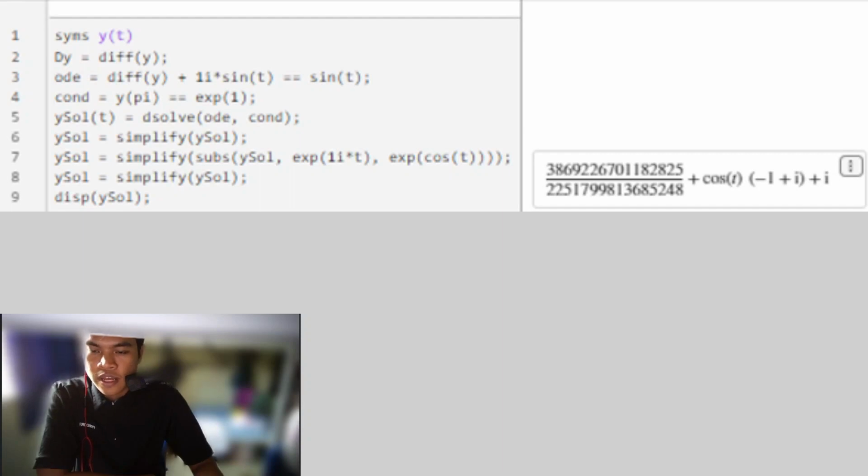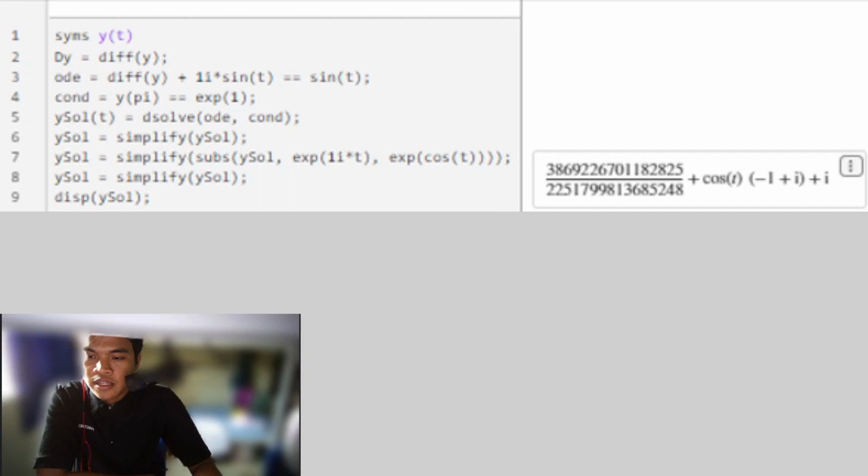Okay, line 5 is to solve the differential equation ODE with the initial condition con using the dsolve function and store the solution in the symbolic function ysol(t). Okay, line 6 is to simplify the expression for ysol(t). Line 7 is to replace exp(1i*t) in ysol(t) with cos(t).